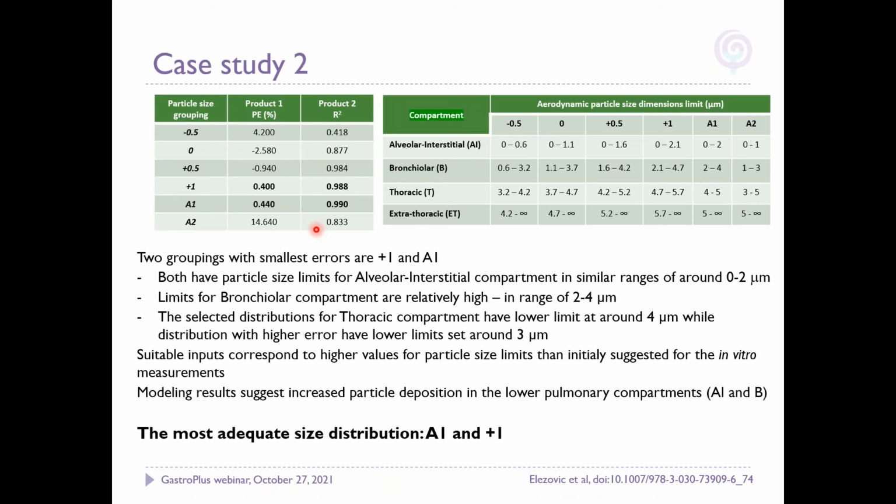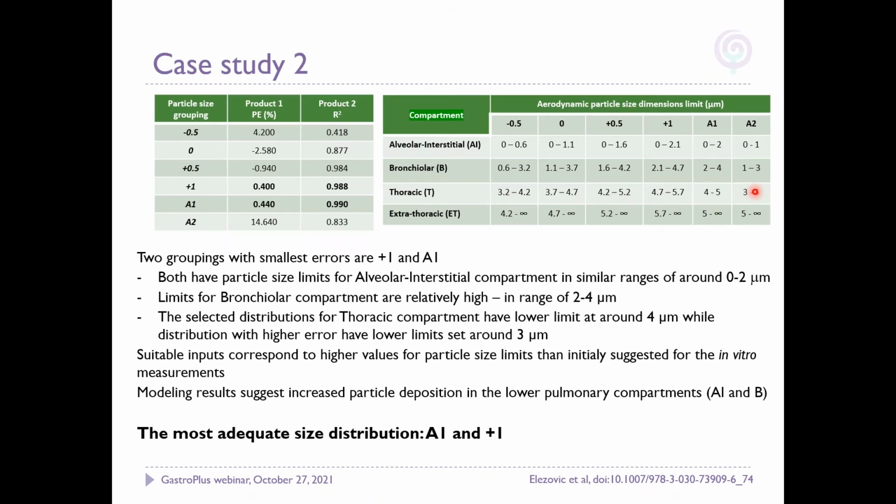Next slide. So looking at these results and corresponding distributions of aerodynamic particle sizes, we can say that the 2 groupings with the smallest errors are +1 and A1. Both of those groupings have particle size limits for the alveolar interstitial compartment in similar ranges around 0 to 2 micrometers. Limits for bronchiolar compartments are relatively high compared to other distributions, and they are in a range of 2 to 4 micrometers. The thoracic compartment has a lower limit at 4 micrometers, and compartments with higher errors have lower limits set around 3 micrometers.